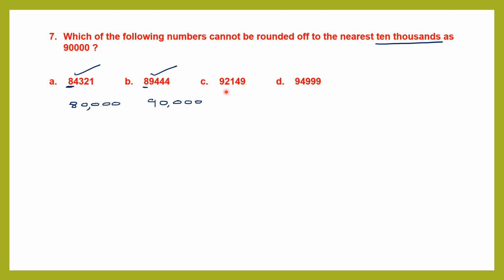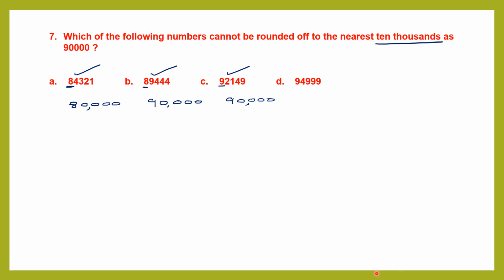Let's take the number in question C. In the 10,000s place, we have 9. The digit next to it is 2. So 9 will not change. So that is 9, and 1, 2, 3, 4 zeros, 90,000. So this number also can be rounded off to 90,000.